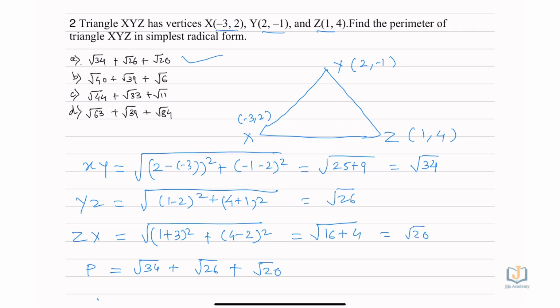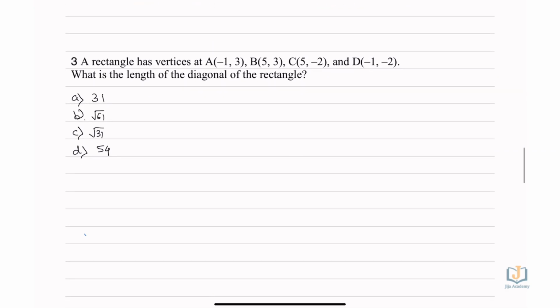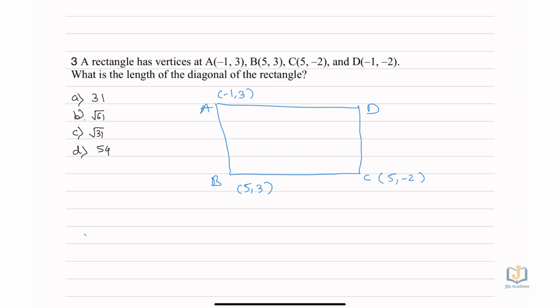Moving to the next problem. Next problem is the rectangle has vertices A, B, C, D. What is the length of diagonal of the rectangle? This is the rectangle and here A, B, C, D. Now A is minus 1, 3, B is 5, 3, C is 5, minus 2, and D is minus 1, minus 2. So AC is the diagonal.